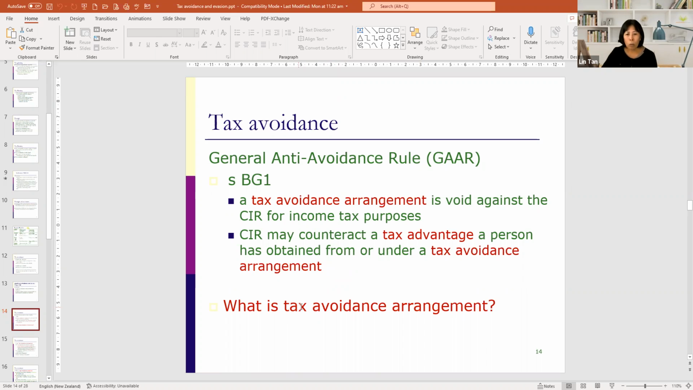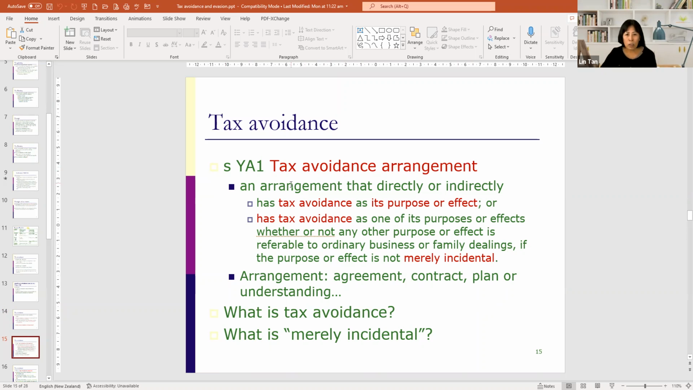So it becomes very important to know what is actually a tax avoidance arrangement. Well, it is also defined in the legislation. It is an arrangement that directly or indirectly has tax avoidance as its purpose or effect, or has tax avoidance as one of its purposes or effects, whether or not any other purpose or effect is referable to ordinary business or family dealings, if the purpose or effect is not merely incidental. There is a lot to take in. And they have also defined arrangement. Arrangement refers to an agreement or contract, a plan and understanding, all under the umbrella of the term arrangement. Now, in practice, normally when cases crop up as to whether it is a tax avoidance arrangement or not, in many cases, it comes under this category.